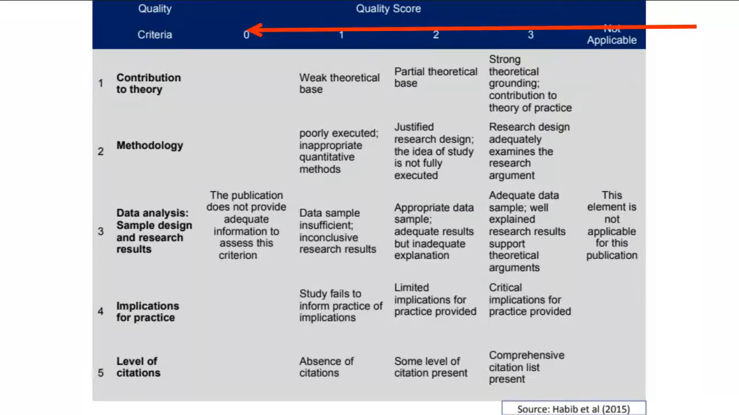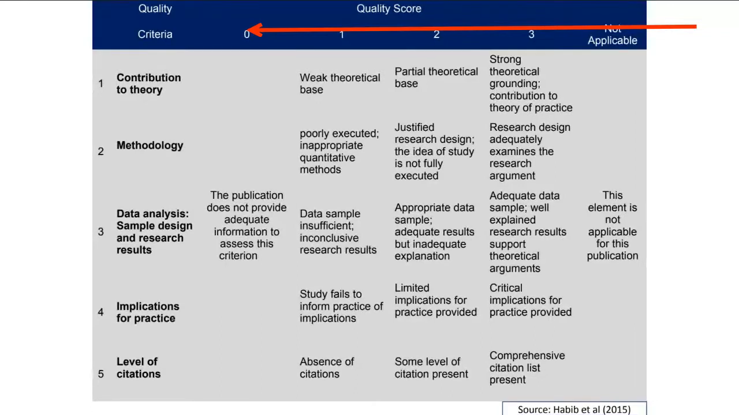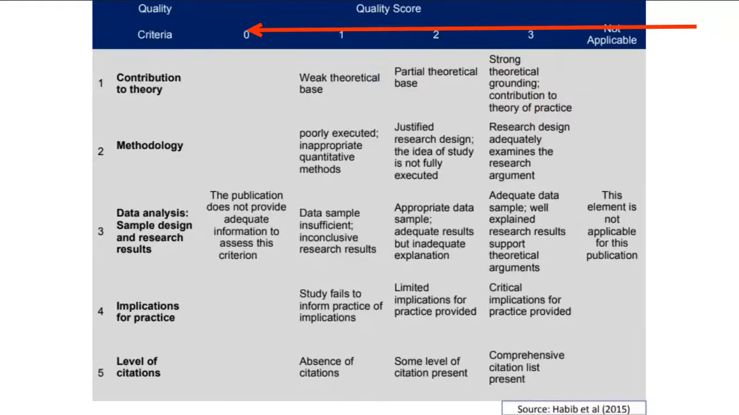Methodology basically means how they have designed their research. Does it have enough detail about the methodology that was used? Point number three is how they have conducted the data analysis and what were the results they got, what was the sample size, what were the results they got.